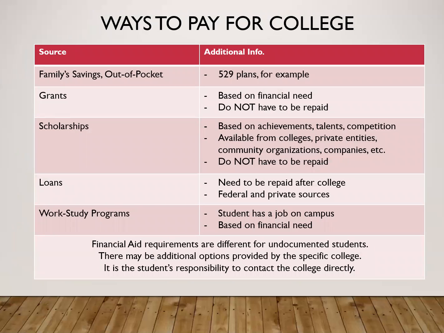So let's talk about paying for college. I'm really not going to go into great depth on this, just kind of touch on it, because we are going to be doing a financial aid night where it's going to be talked about in a whole lot greater depth than what I could ever possibly give you. But let's just talk about it a little bit. So sources such as family savings and out-of-pocket. This is where 529 plans come into play, maybe just college savings accounts, money that has been put aside or money that you're earning.